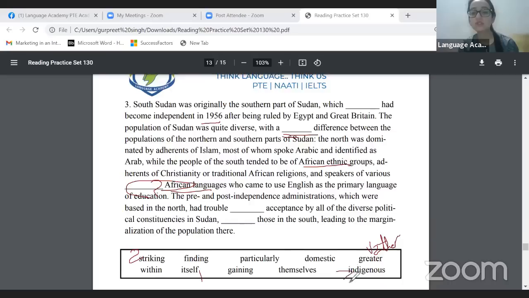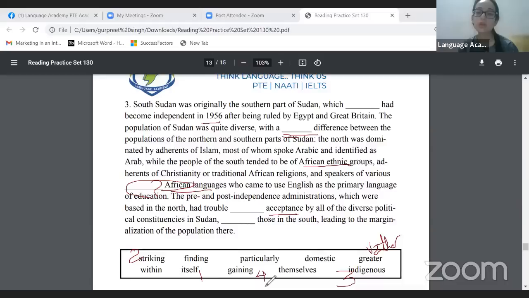The pre- and post-independence administrations, which were based in the north, had trouble dash acceptance by all of the diverse political constituencies. So with the noun acceptance, what is the verb generally used? We use the verb gain with acceptance. Gain acceptance, gained acceptance, gaining acceptance, any form of gain always goes with the noun acceptance.